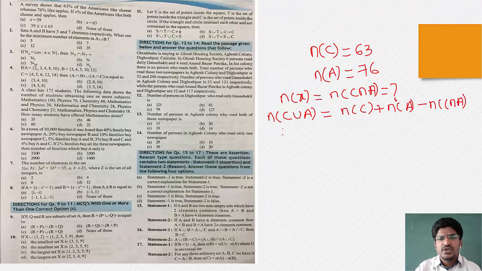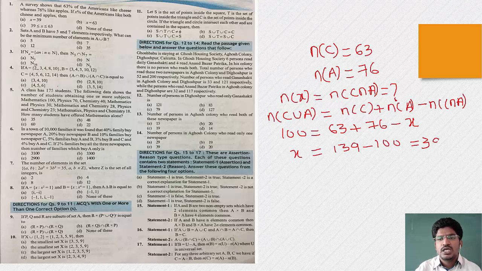Clear? So n(C union A) is 100 because it is a problem on percentage, so the universal set will be 100. n(C) is 63, n(A) is 76, minus this is x. So x will be equal to 139 minus 100, that is equal to 39. From this you understand that you are going to get x equal to 39.